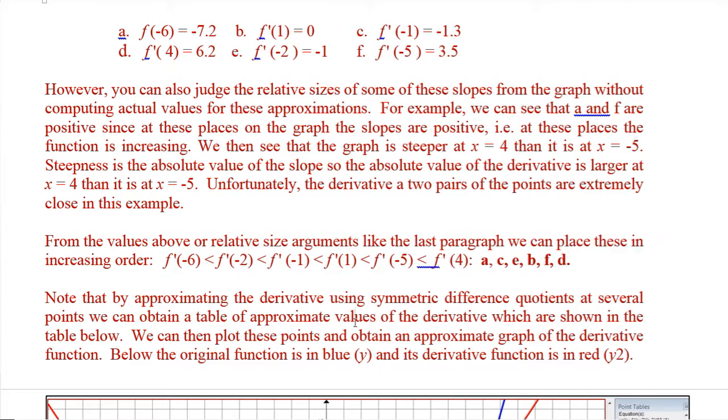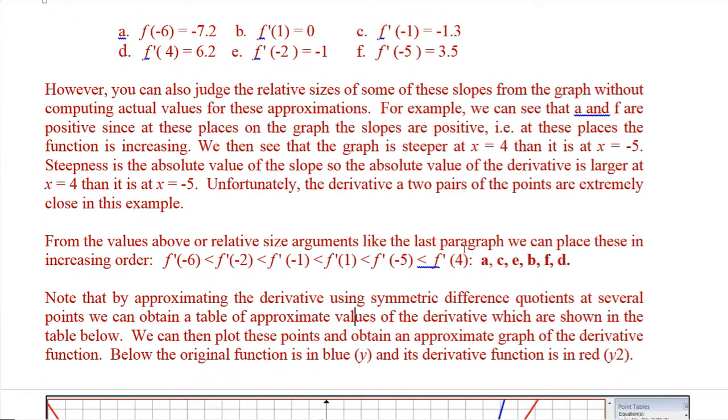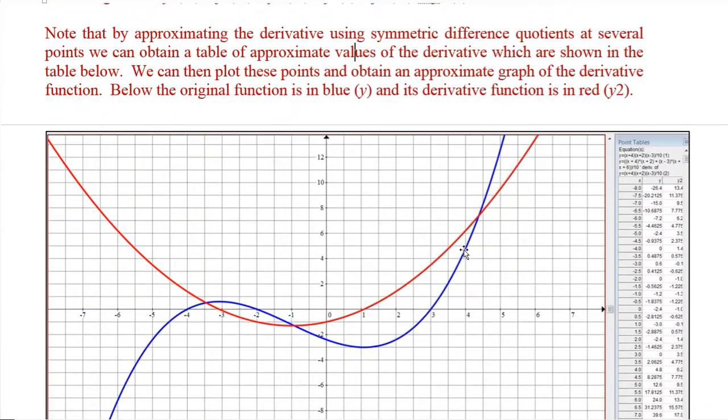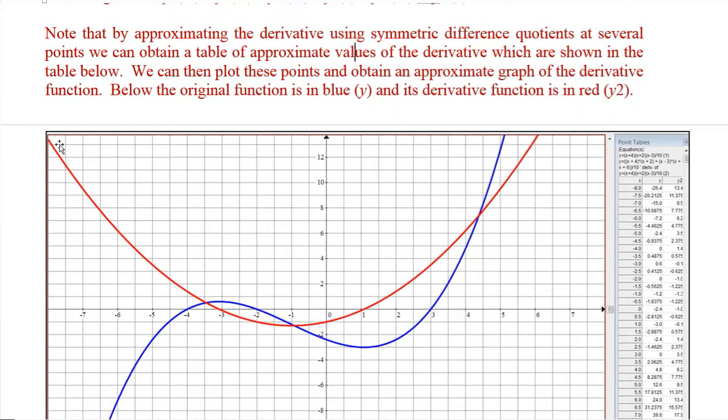Okay? Now, like I showed you, we can use symmetric difference quotients to approximate this. If we did this for a number of places, or if we used the formula and did it at even more places, we could compute and plot those x and y values. So for example, we could plot -6, -7.2, and 1, 0, and -1, -1.3, and 4, 6.2, and so forth. And if we graphed a lot more of those, we would end up with this shape right here, which is the actual derivative function.